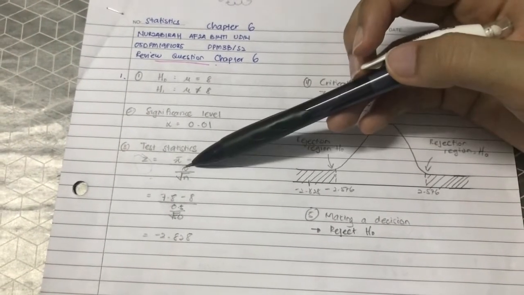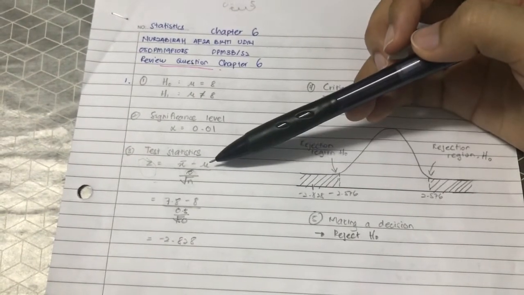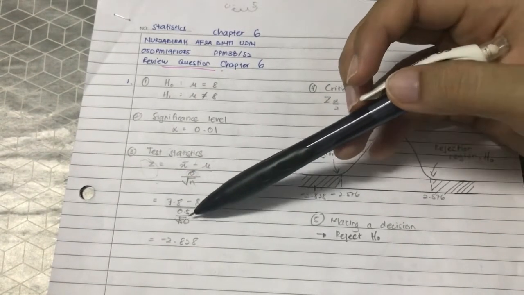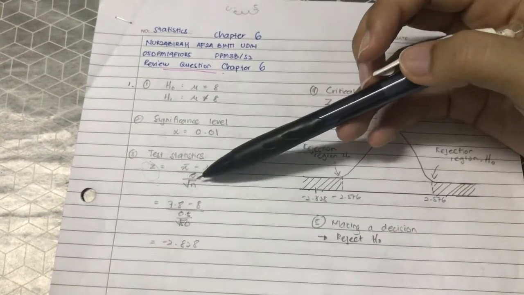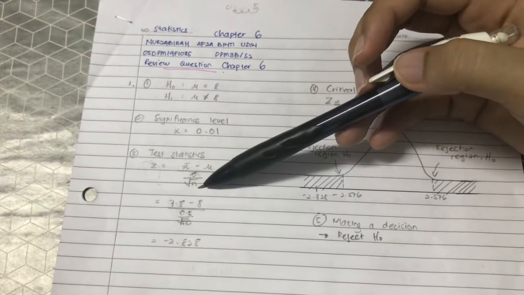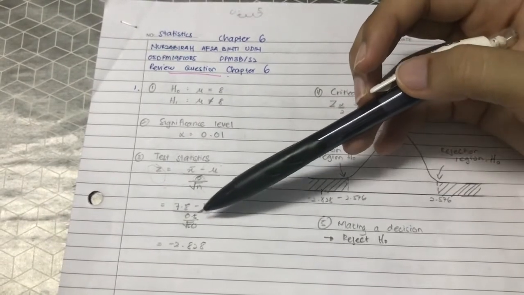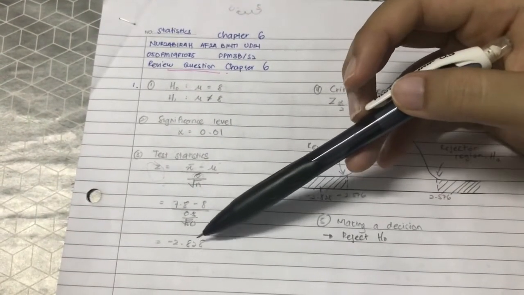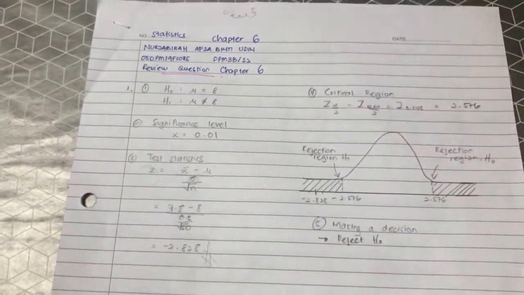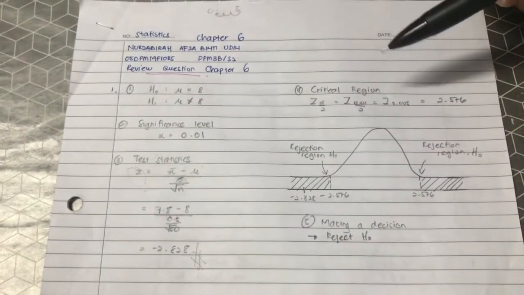The sample mean is 7.8 and the population mean is 8. Sigma is 0.5, as mentioned in the question, and n is 50. Just use your calculator and you will find the answer is negative 2.828. So this is our test statistic. Okay, so we have settled step 1, step 2, and step 3. We move on to step 4.